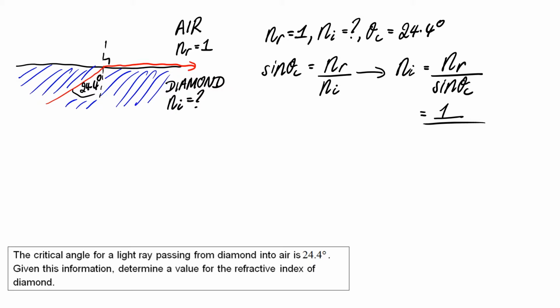From there, I put in the numbers. So sine of theta c will be the sine of 24.4 degrees, because that's the information we were given at the start of the question. And then once I do that, I get a final answer of 2.42 for the refractive index of diamond.